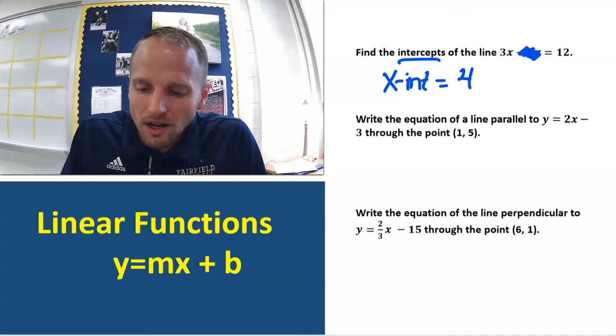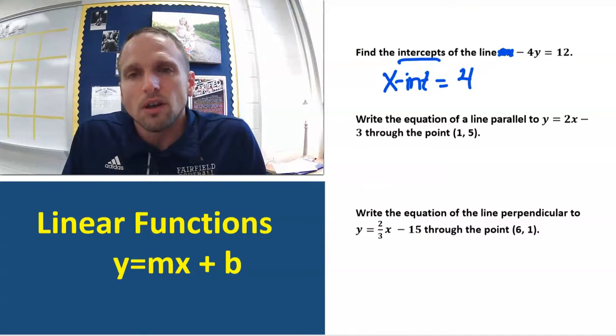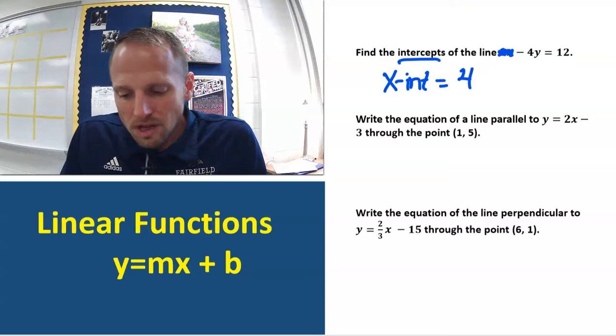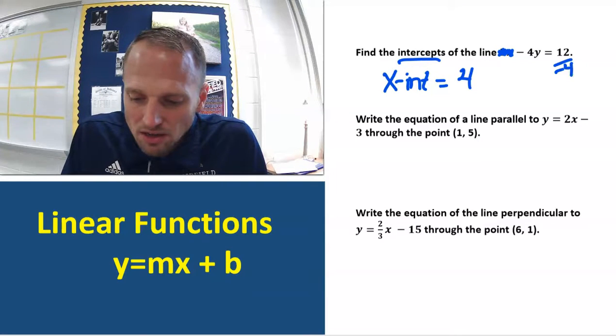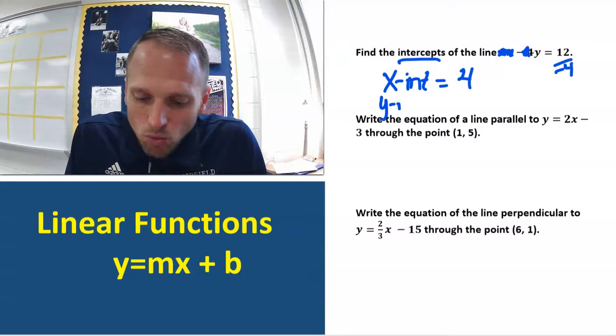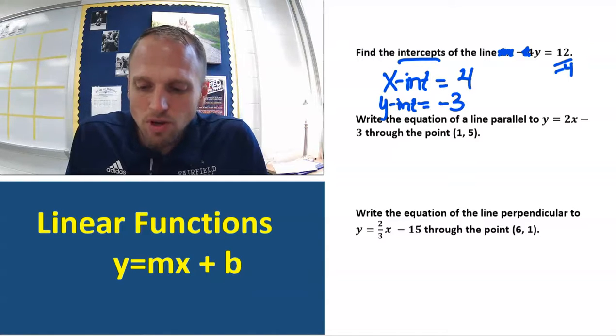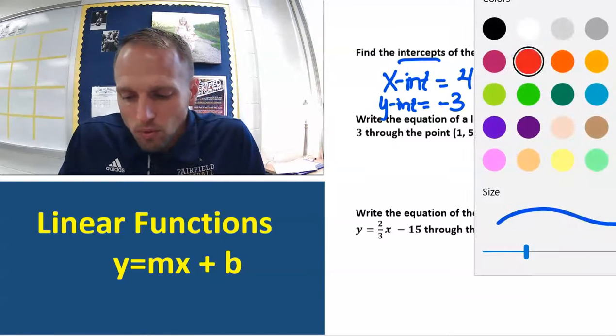All right, what about the y-intercept? Well, for the y-intercept, the x is 0, so we just have to solve this. In order to solve this, negative 4 times y, let's just divide the negative 4 to the other side. And we would see that the y-intercept, 12 divided by negative 4, is going to be negative 3. Okay? That's one way that we could write the answer.